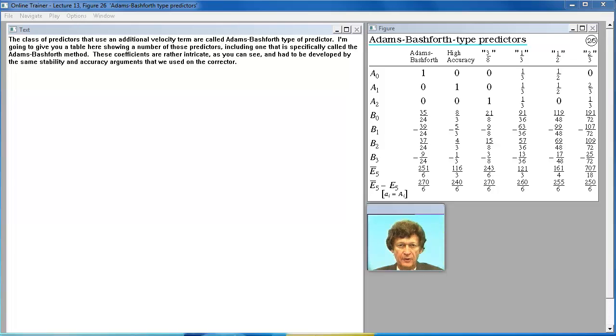The class of predictors that use an additional velocity term are called Adams-Bashforth type predictors. I'm going to give you a table here showing a number of those predictors, including one that is specifically called the Adams-Bashforth method. These coefficients are rather intricate, as you can see, and had to be developed by the same stability and accuracy arguments that we used on the corrector.